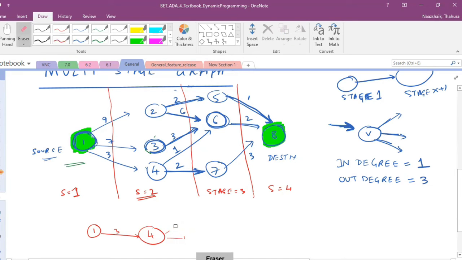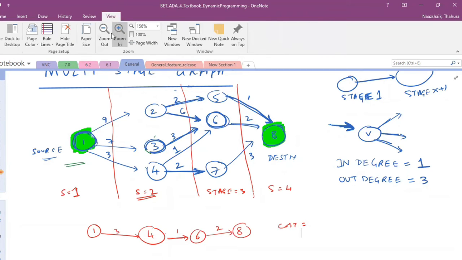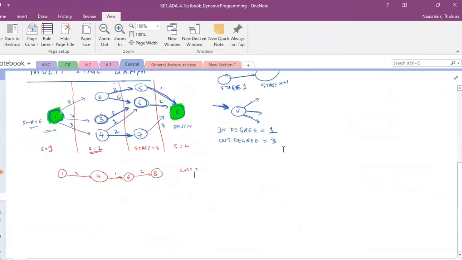First, you will try option 1, where you go from 4 to 6, and then 6 to 8. You will try all this, and you will get some cost. Similarly, you can try other combinations. Say you go from 4 to 7, and from 7 you go to 8. Here also you have some cost.